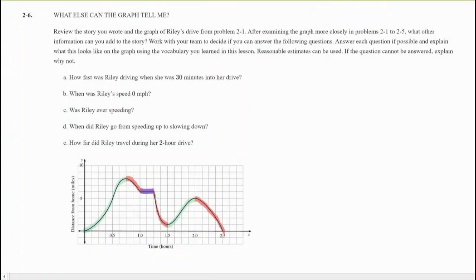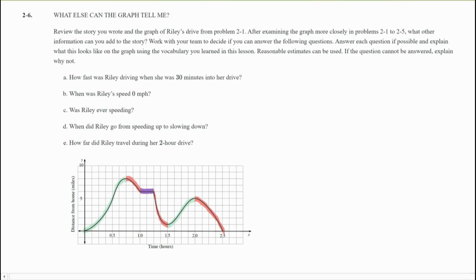Review the story you wrote from problem 2.1 and after examining the graph more closely from 2.1 to 2.5, what other information can you add to the story? So you're going to work with your team to answer the following questions. Try to explain using the vocab you learned in the lesson, things like concavity, concave up, concave down, the extrema, maximum and minimums, increasing and decreasing. Using these words to help answer these problems is good.